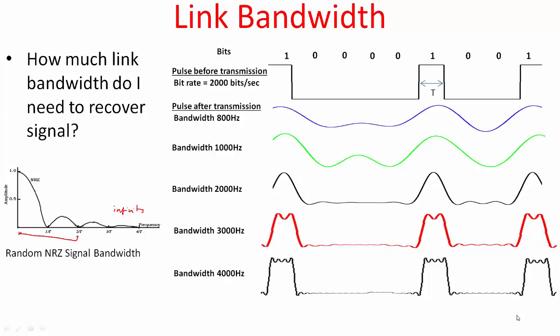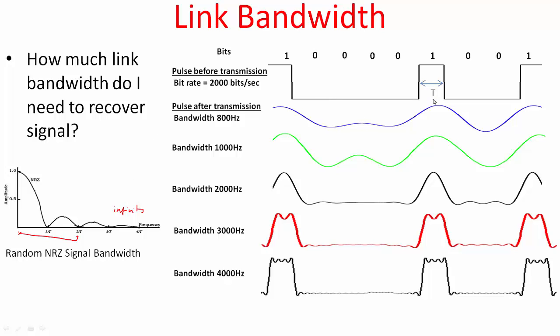Let's spend a little bit more time understanding the bandwidth of signals. Suppose I took an NRZ signal with an absolute bandwidth of infinity and I were to pass it over a link which has finite bandwidth. We talked about link bandwidths earlier. The question that is interesting here is how much link bandwidth do I need to provide to recover the signal properly? So here is an NRZ signal with an absolute bandwidth of infinity.